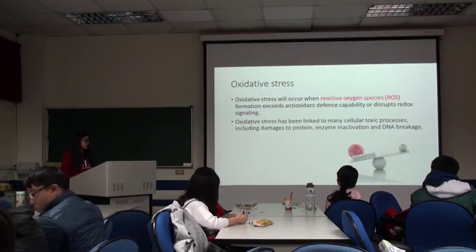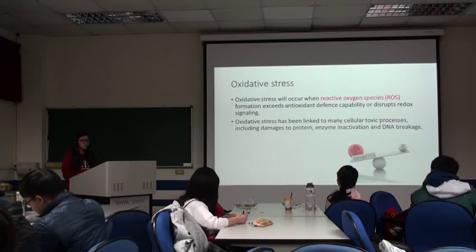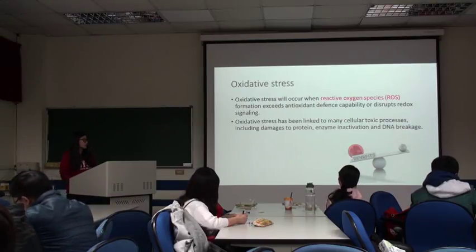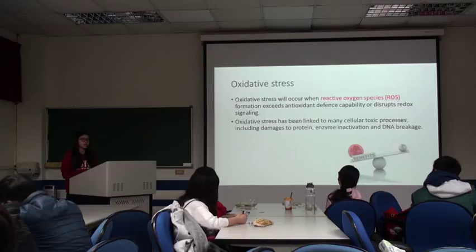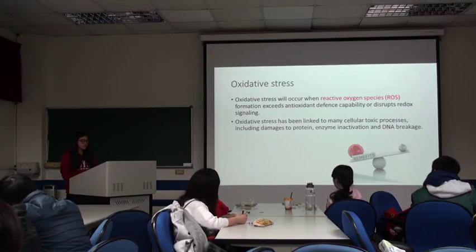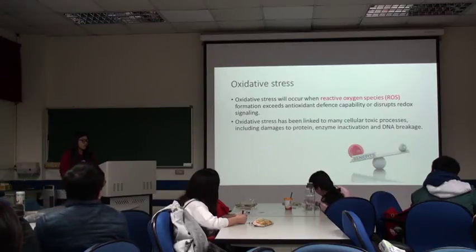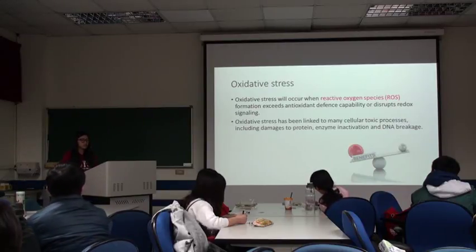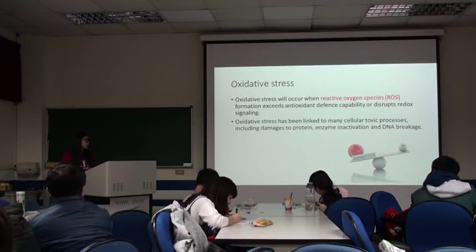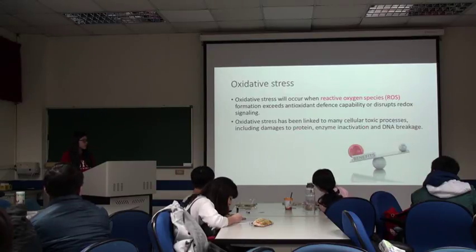And what is oxidative stress? It will occur when reactive oxygen species formation exceeds antioxidant defense capability or disrupts redox signaling, and has been linked to many cellular toxic processes, including damage to protein, enzyme inactivation, and DNA breakage.